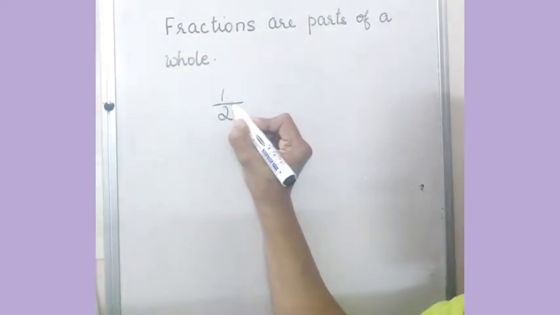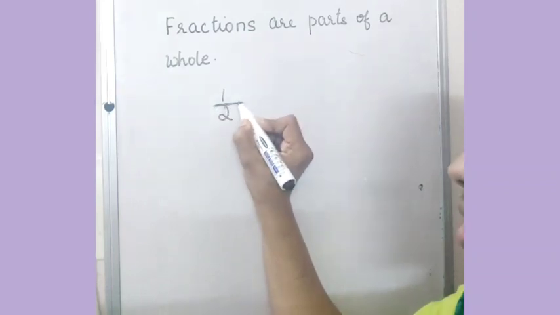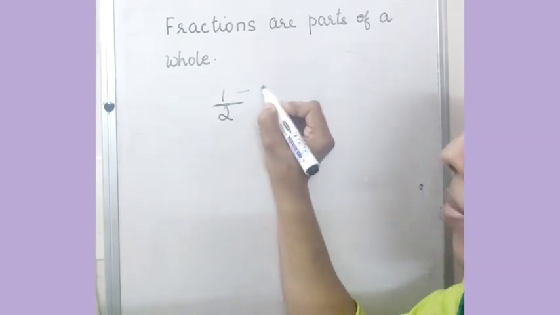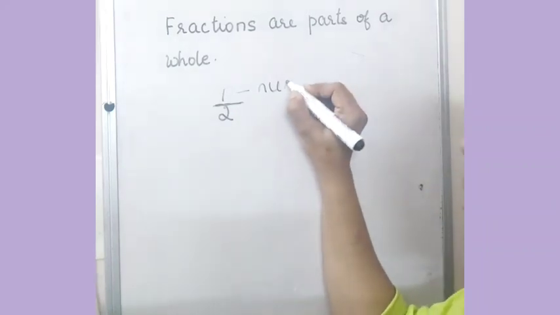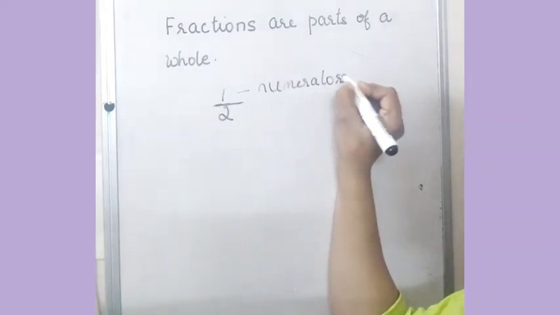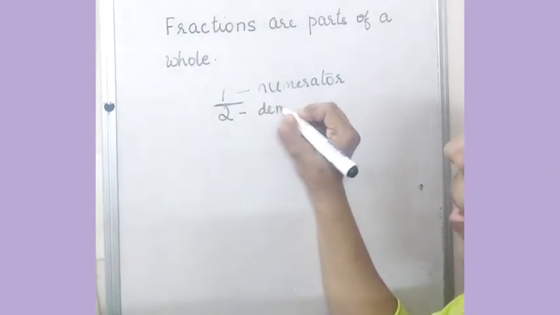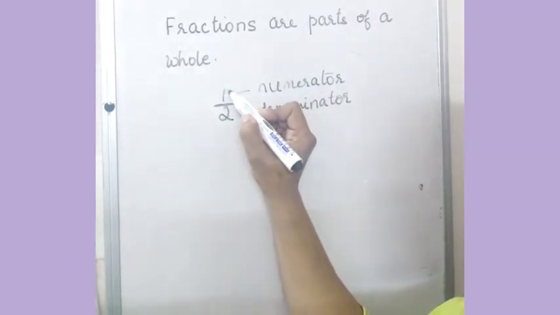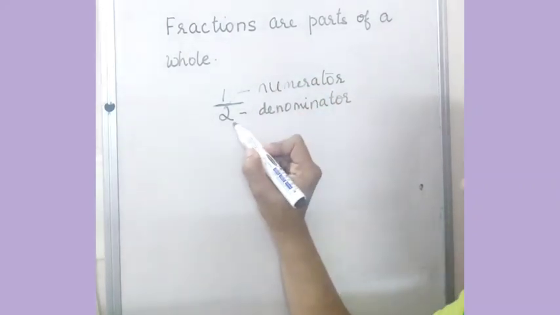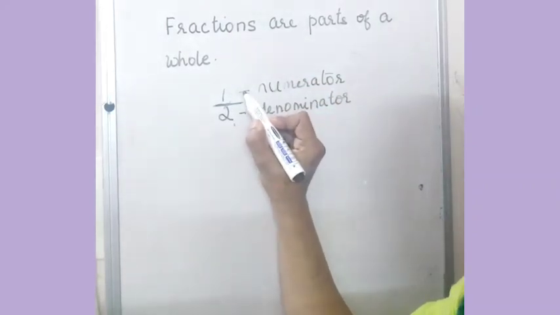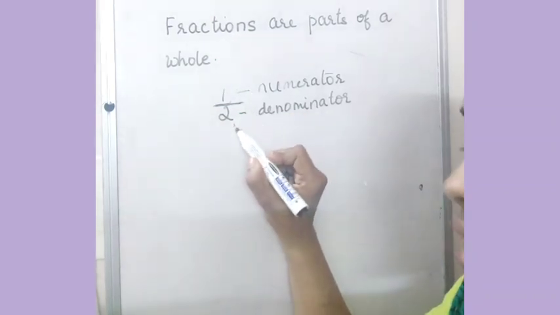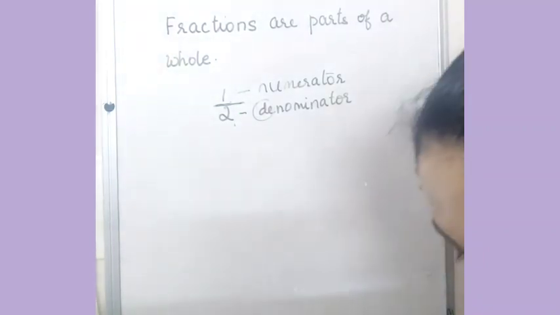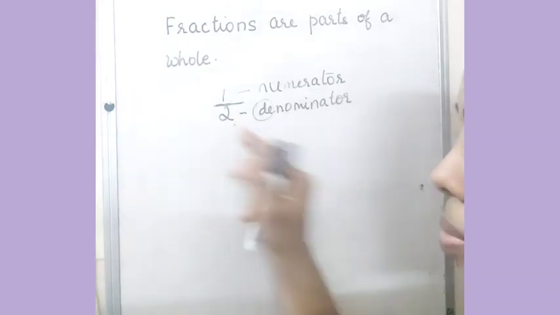This is the fraction bar. Whenever we see a fraction bar, it is a fraction. You understand, that is a fraction. Here this part is the numerator and this part is the denominator. The numerator is the upper part of the fraction and the denominator is the down part, or the lower part, of the fraction. These are the common things to remember about fractions.